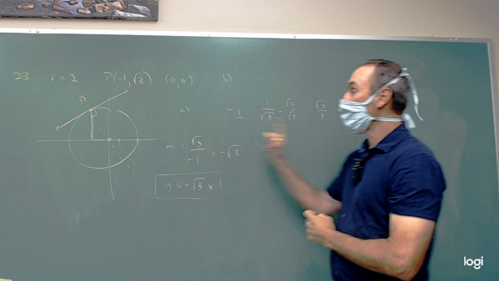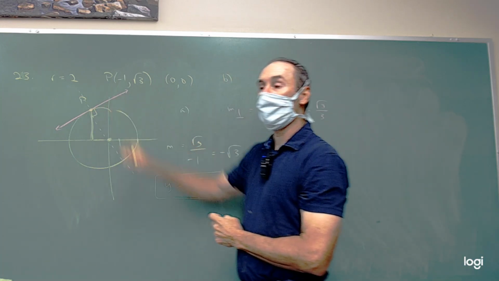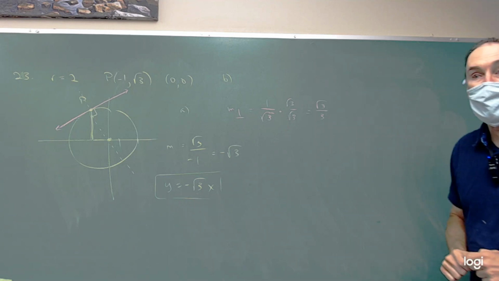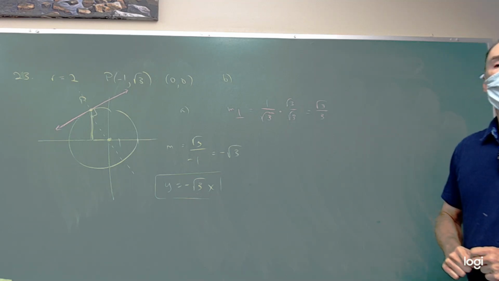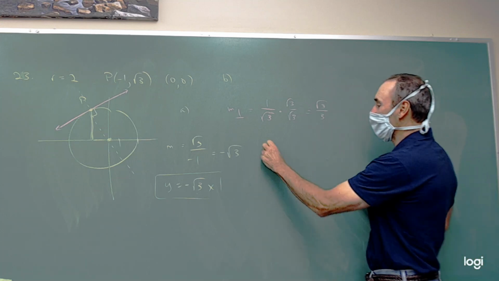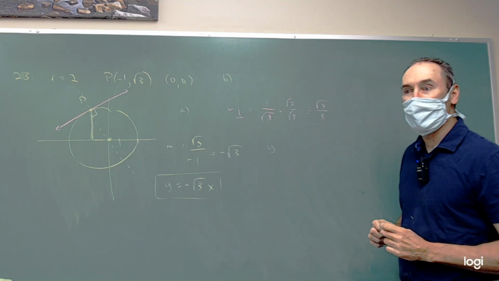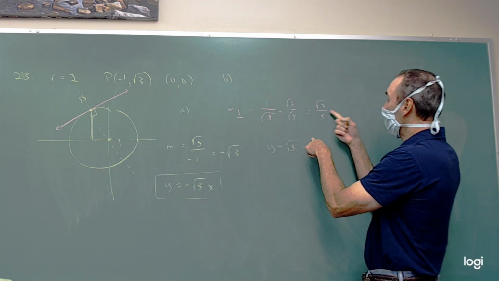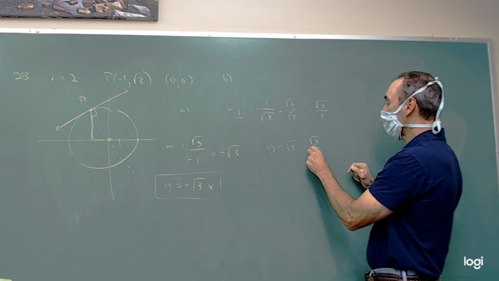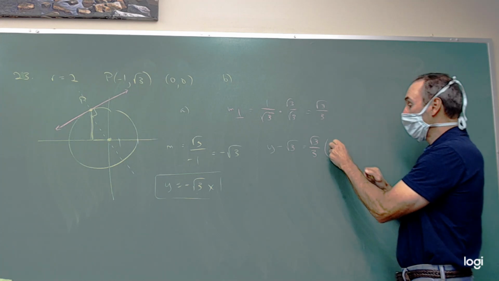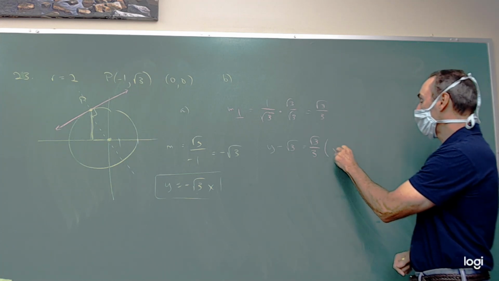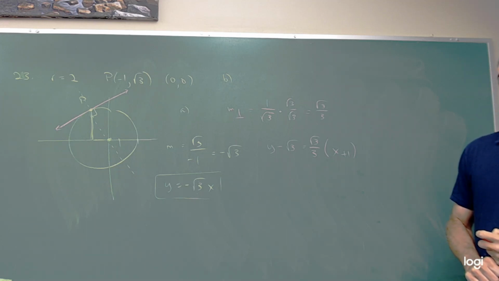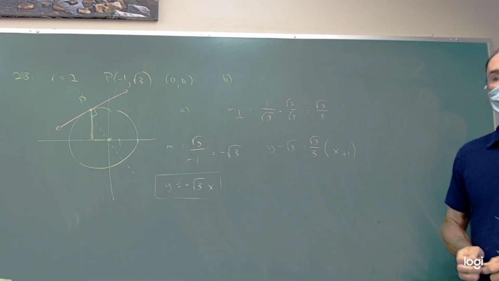And it's got to go through that point, which we said was the negative 1, square root of 3. So, oh my gosh, do we have to find B? No, we don't. We use point slope form, our new favorite version of a straight line. It's going to be y minus the square root of 3 is equal to the slope, square root of 3 over 3, times x minus the negative 1, which is x plus 1. And we're done, because that is an equation of the tangent line.